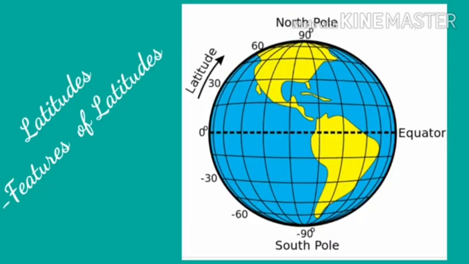Next one, features of latitudes. Children, what are the features of latitudes? See, there are 181 latitudes in all. Then latitudes are circles. See children, latitudes are circles. Then the equator is the longest circle. See children, the length of latitudes keeps decreasing as we move away from the equator towards the poles.